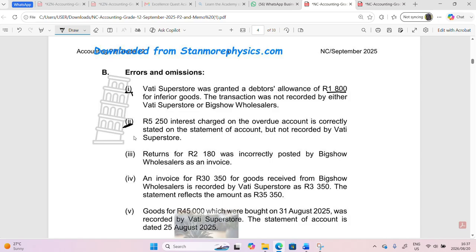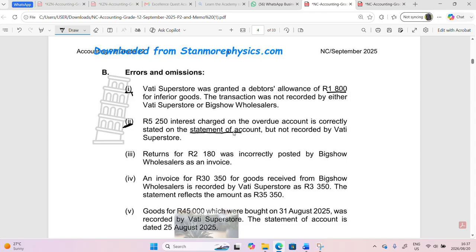And then number 2, what transpired here? 5,250 interest charged on the overdue account is correctly stated on the statement of account, but not recorded by Fati Superstore. So an interest here was correctly recorded in the statement. If the interest was correctly recorded in the statement, just know it will not affect creditors reconciliation statement 1.1.1. But what happened? It was not recorded by Fati Superstore.